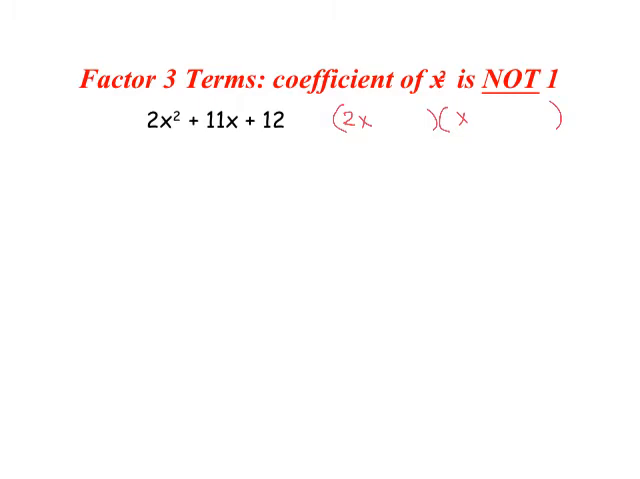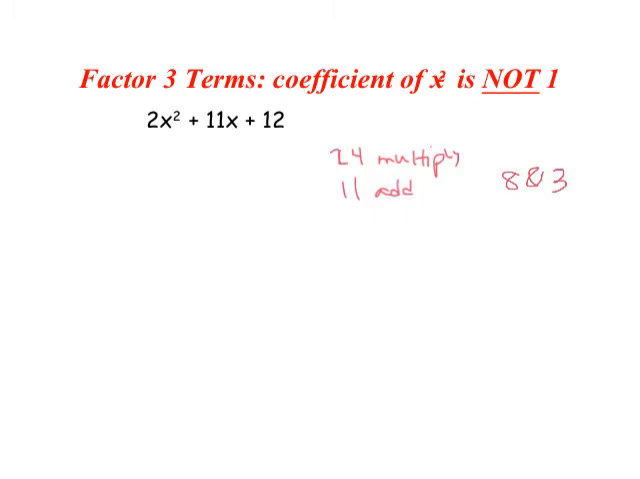What we'll do is we'll take the first number and the last number and multiply those together. So just as a side note, 2 times 12 is 24. So we're looking for numbers that will multiply to 24, but add to 11 in the middle as we combine like terms. So if we think of numbers that multiply to 24, 8 and 3 are the two that will multiply to 24 but add to 11. So here's the trick.